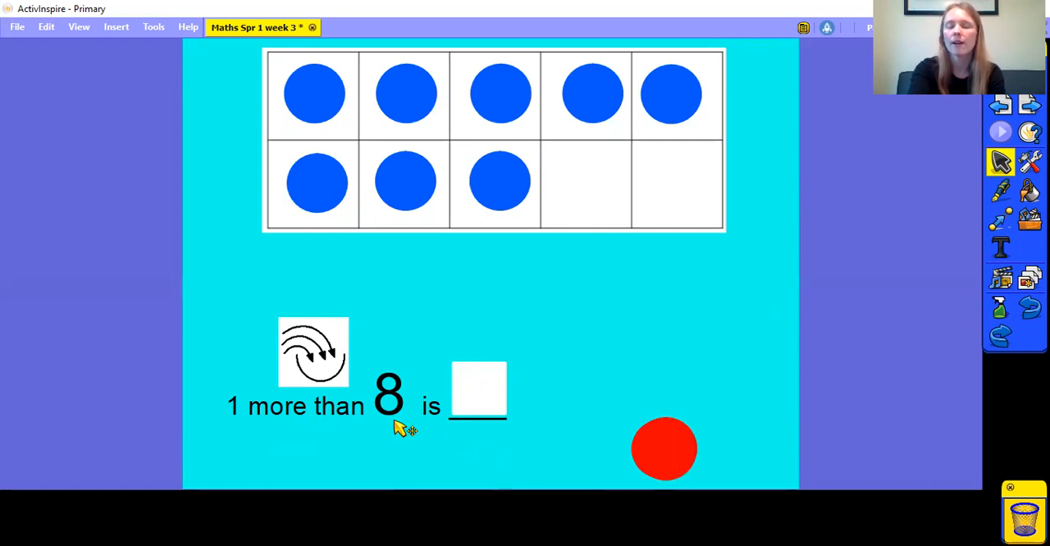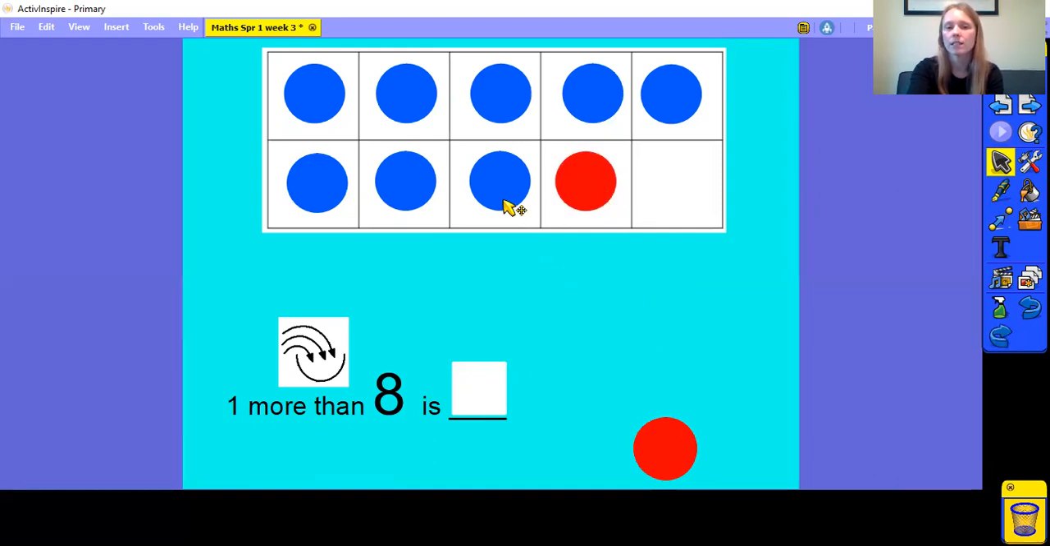First, we have 8 counters. Here are 8 red counters. Don't forget, you can use any of your objects to represent the 8 blue counters. Next, I need to add 1 more counter. I'm going to add 1 red counter to show this.